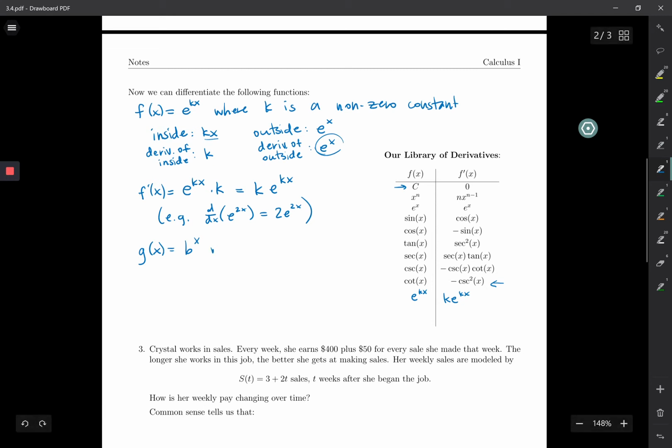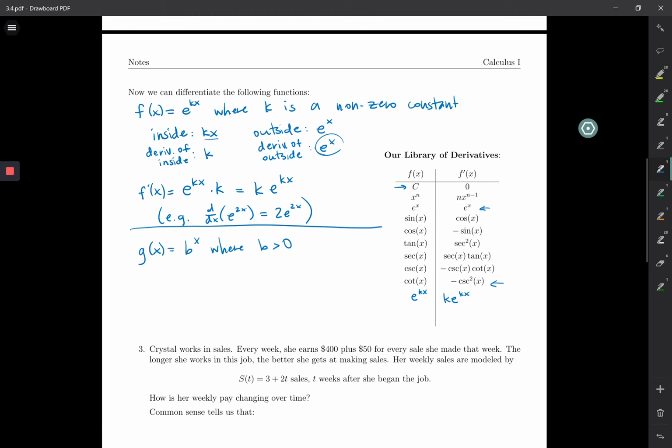So b was greater than 0, and not necessarily equal to e. So we were able to compute this for this particular value of base, but we couldn't compute it for any other value. And now what we can do is, maybe I'll separate this.